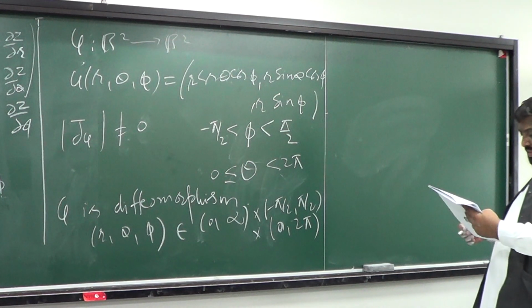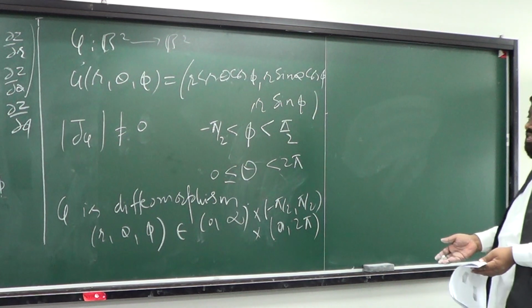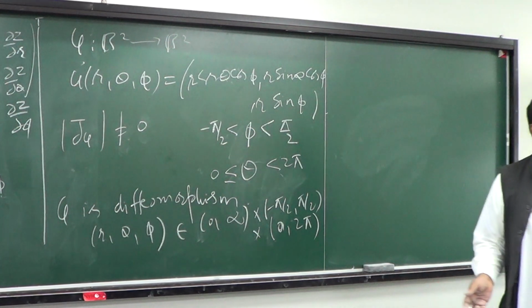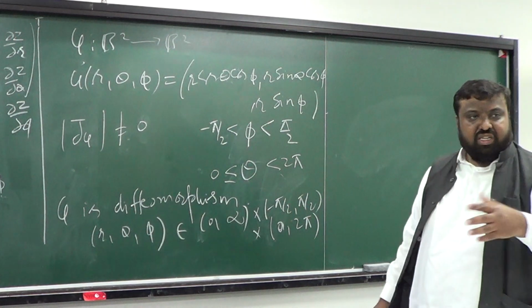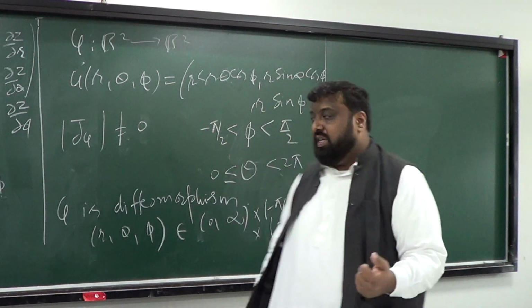Is it making sense? And now phi can be treated as a good candidate map. If you make the change of the coordinates, okay, you are safe.